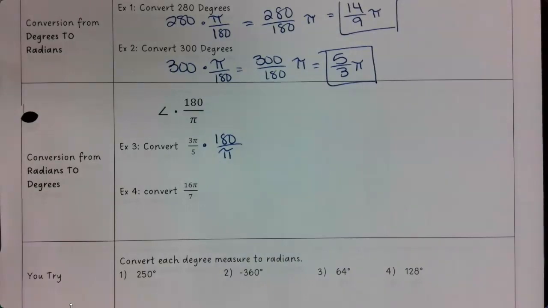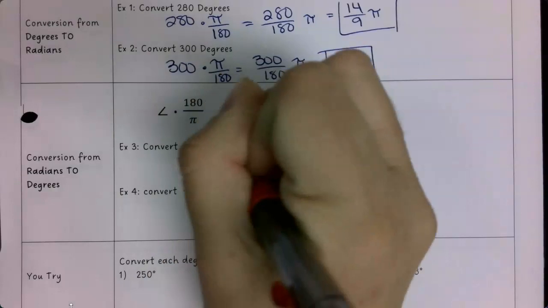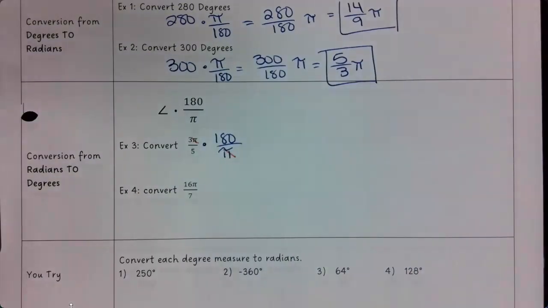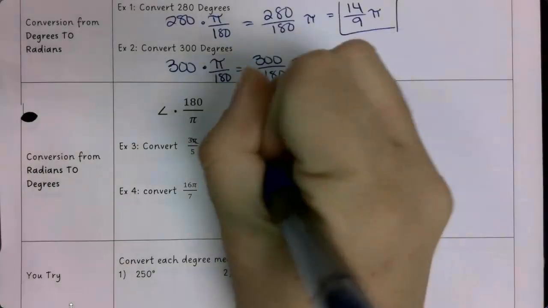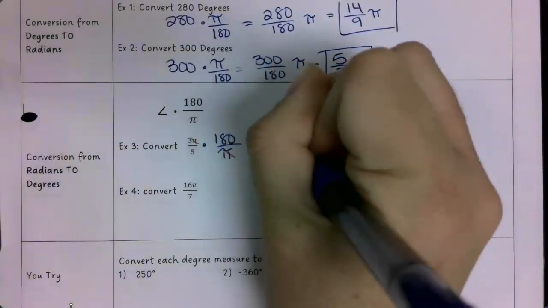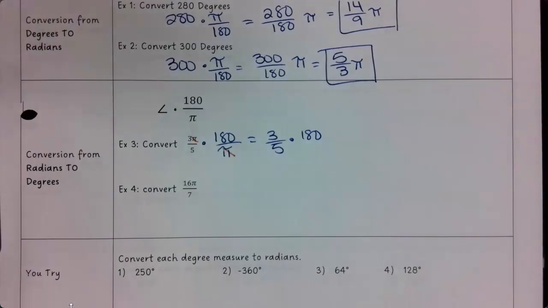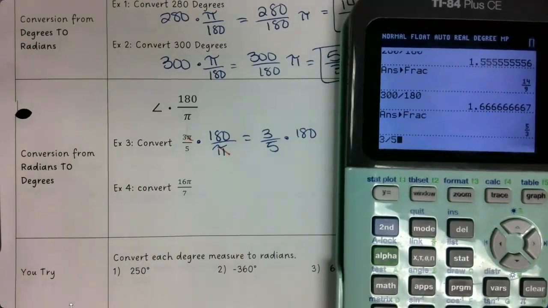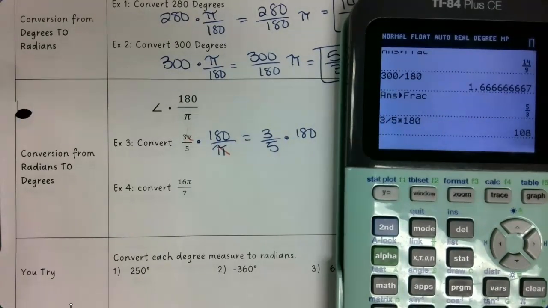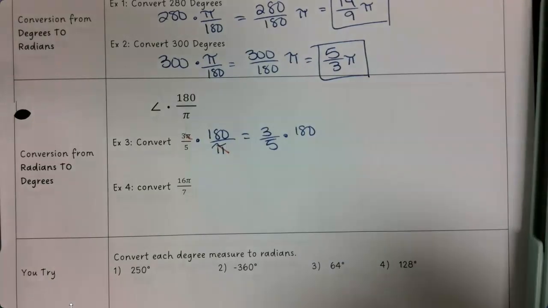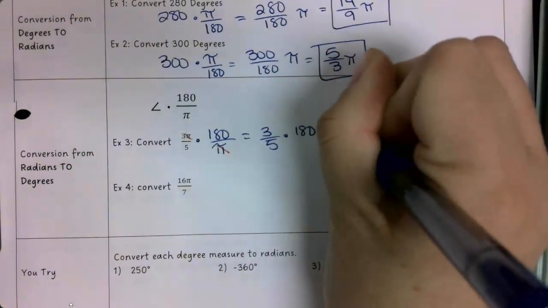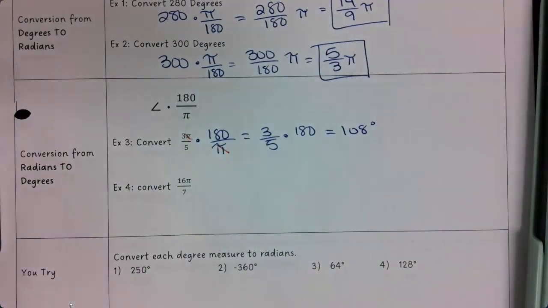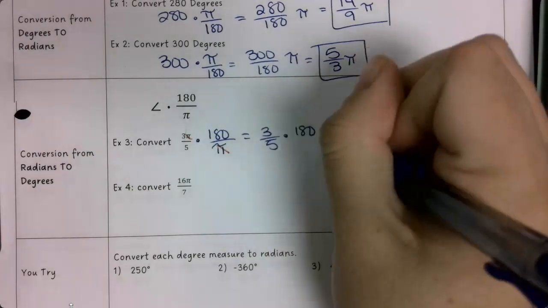And when I go to multiply across, because I have a pi on the top and a pi on the bottom, those pi's cancel out. So really, I'll rewrite this, I'm doing 3/5 times 180. So when I type this in my calculator, I can do 3 divided by 5 times 180, which gives me 108. And then because my final answer is in degrees, I want to make sure I have my degree symbol.